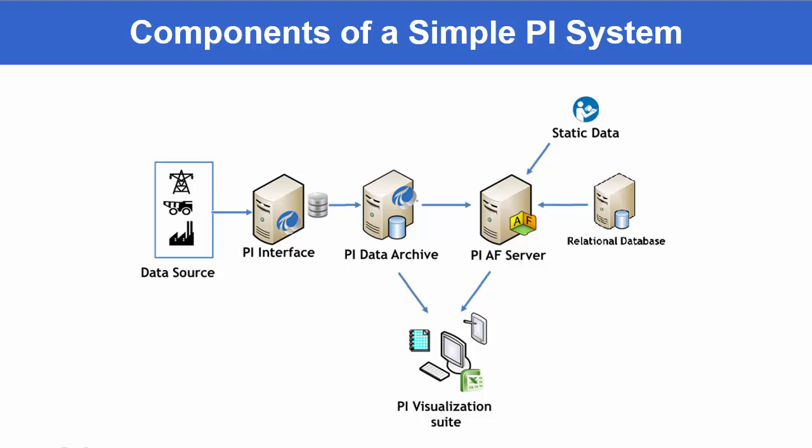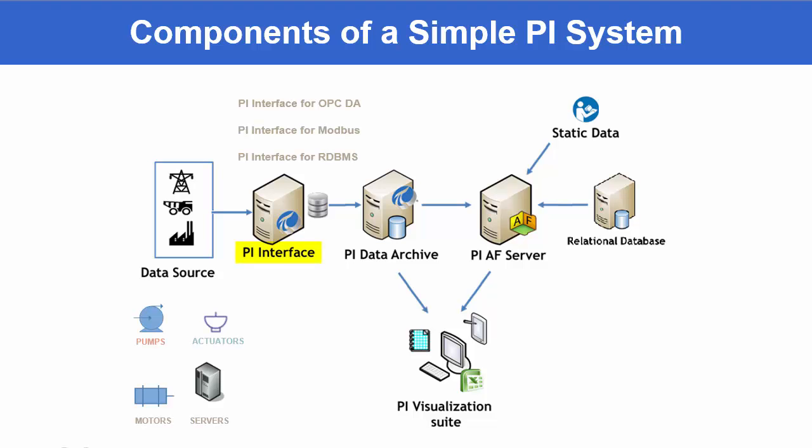A simple PI system comprises the following components, namely the PI interface, such as PI Interface for OPC-DA, PI Interface for Modbus, PI Interface for RDBMS, to name a few, that collects data from the data source and passes it onto the PI Data Archive, where the data is historized for each measurement in the form of PI tags. Kindly note that the data source is not an OSIsoft product, and some examples are pumps, actuators, motors, to name a few.